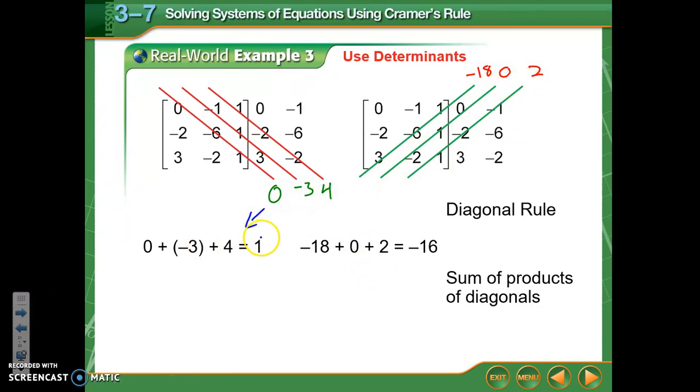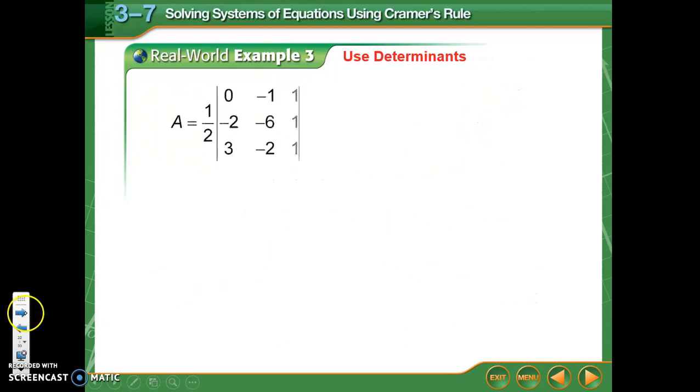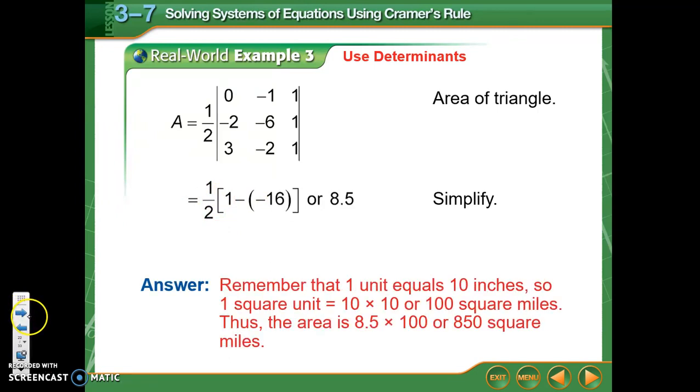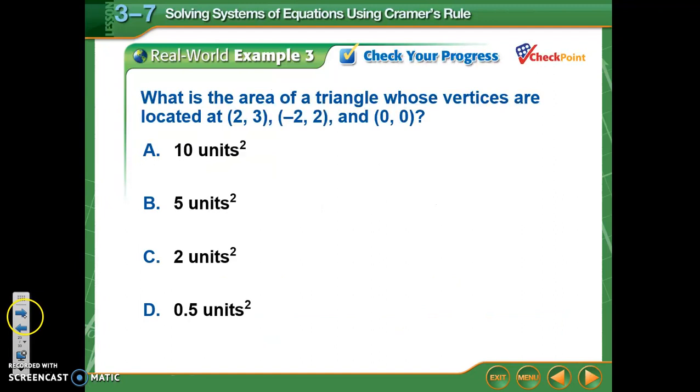And now I'm going to subtract. I'm going to take the first sum of 1 minus the second sum of negative 16. And I get 17 times 1/2, which is 8.5. So the area of this triangle is 8.5 square miles. All right, give this one a shot.